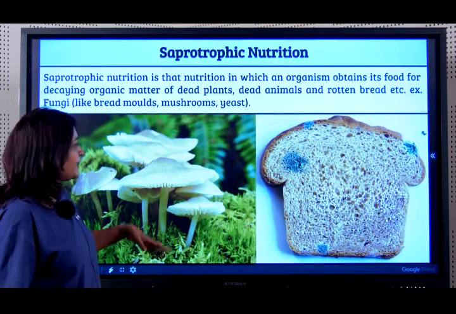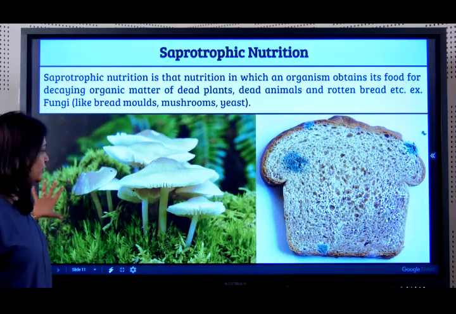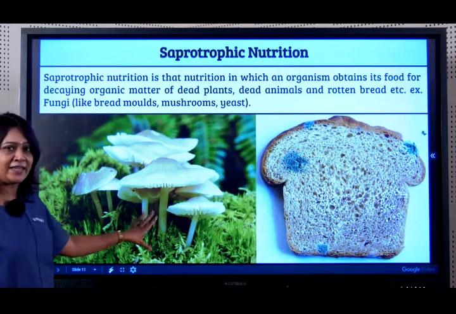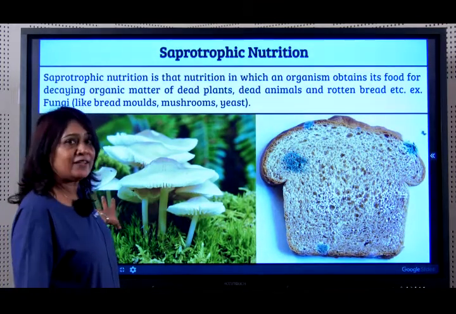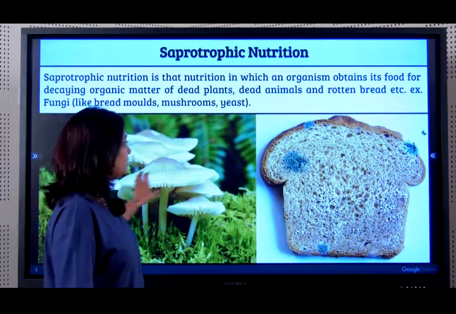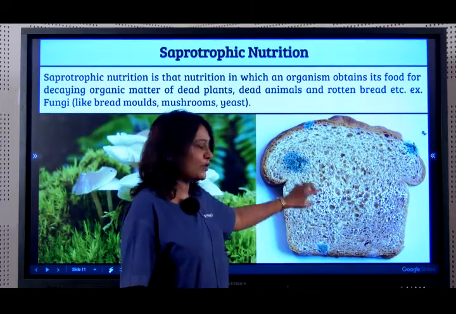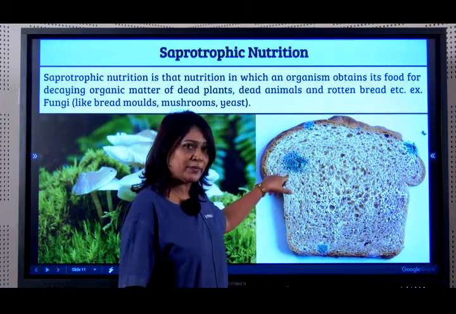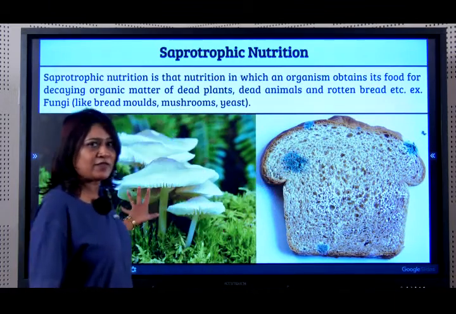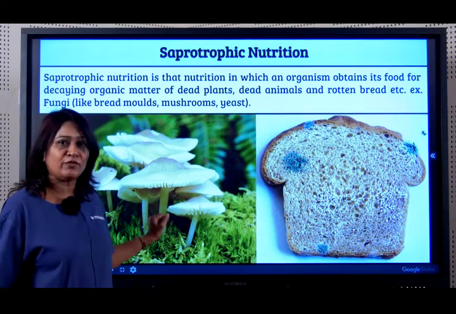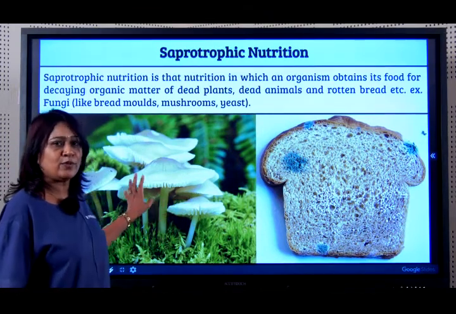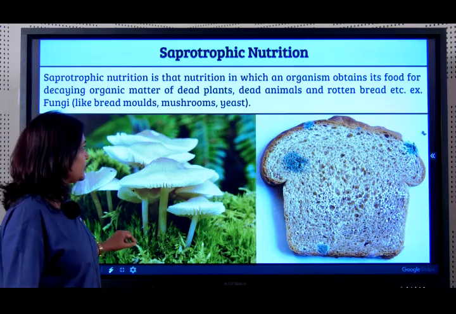So what is saprophytic? You see the mushrooms here, where do they grow? In dead and decaying matter. But it is from this that they get their nutritive support. This is also bread, which is showing you a mold growing from here. So this is the type of saprophytic nutrition, and this is the example that you have to give if you have a question about the type of saprophytic nutrition.